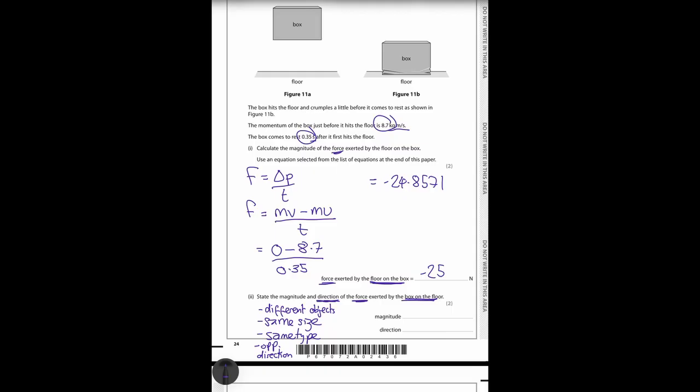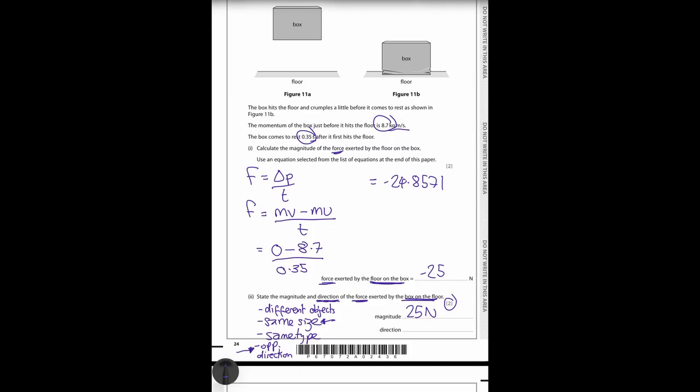Okay, so what is it asking me for here? There's 2 marks, so it's probably going to be 2 things. The first thing it's saying is the magnitude. Well, magnitude means size, so that's obviously this thing over here, same size. If the first one was 25, the magnitude was 25, the next one's also going to be 25 newtons. And then the direction, well, which of these is indicating direction? It's this one over here, saying it's in the opposite direction.